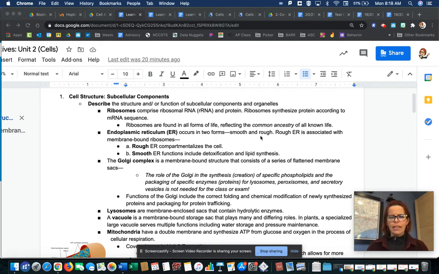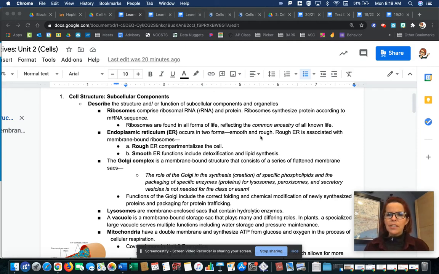Oh, and ribosomes are found in prokaryotes and eukaryotes. So it's a possible indicator that eukaryotic cells came from prokaryotic cells because we share that in common.